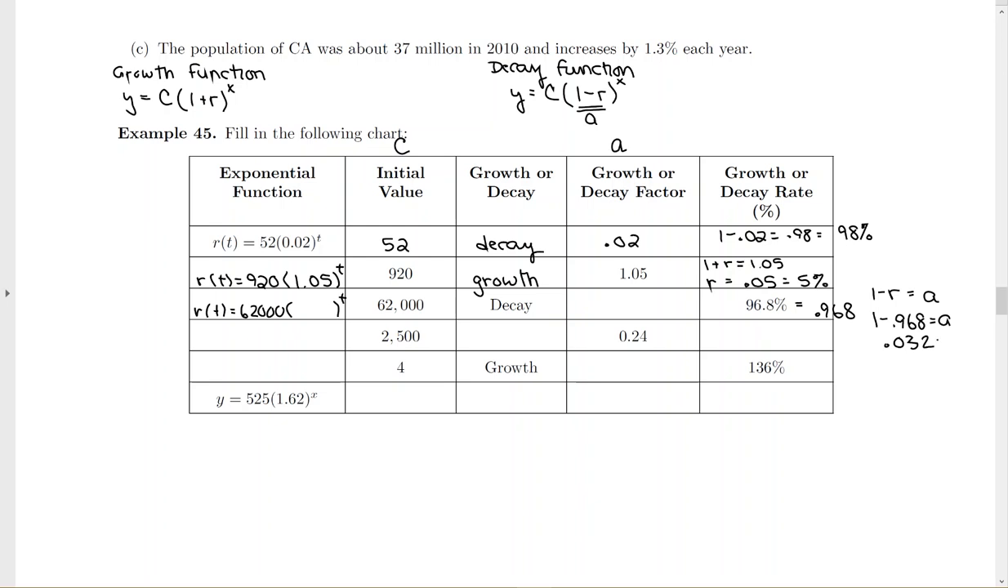So when you do that subtraction, you get 0.032 is the A value. Remember, A isn't a percent, that's a factor. So our growth factor, what goes in this column, will be 0.032. And then that's the number that goes in here.